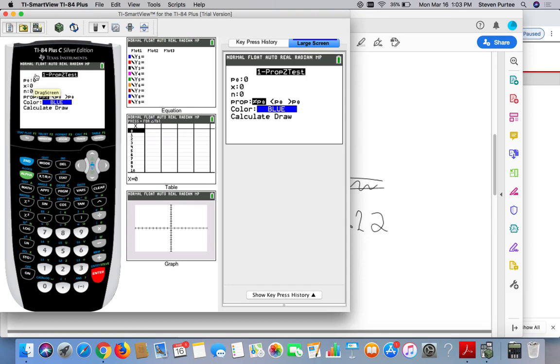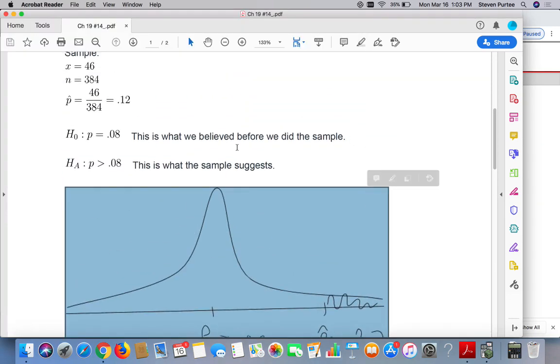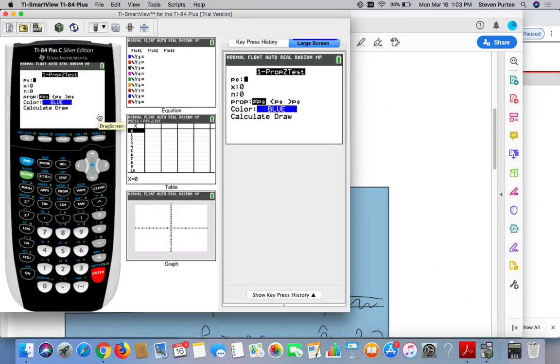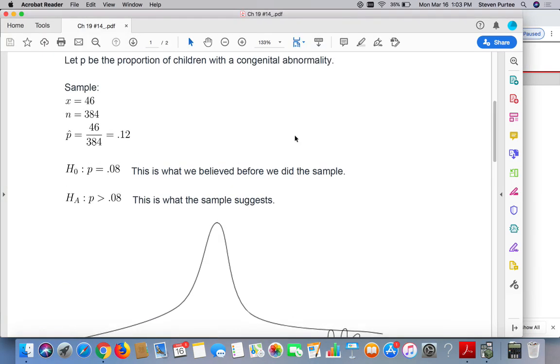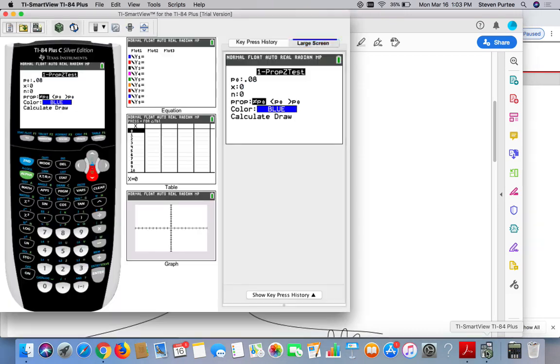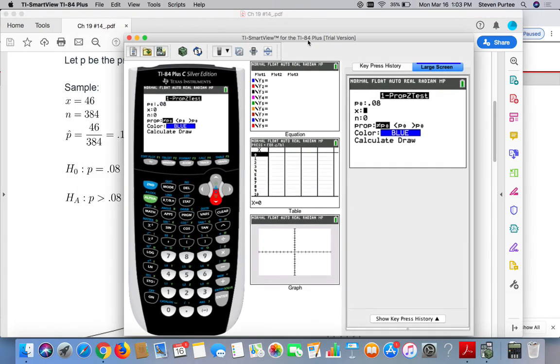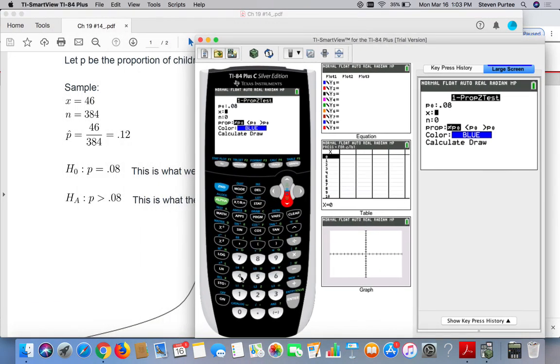P0, the number we believed before we did the sample, that's this number right here, 0.08. I have to write it as a decimal. X was the number of successes in the sample. That was 46. N was the sample size, 384.